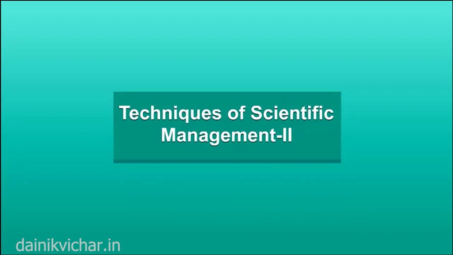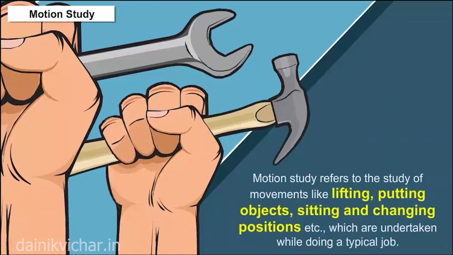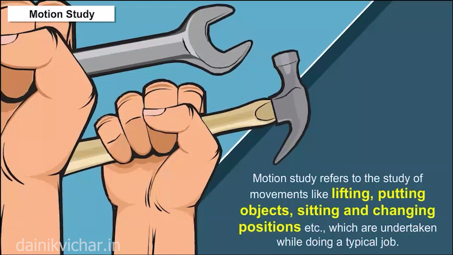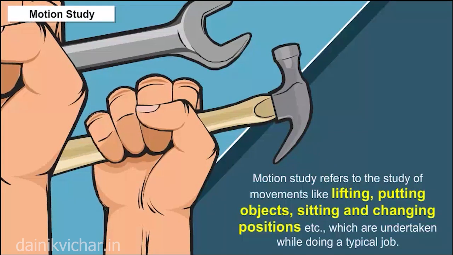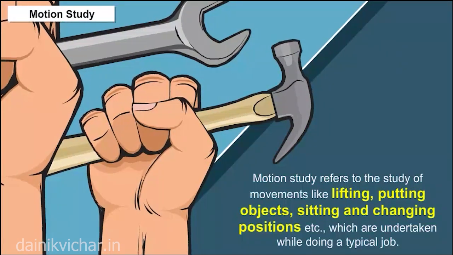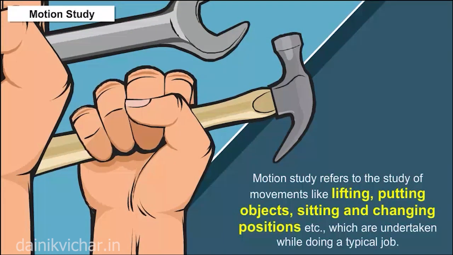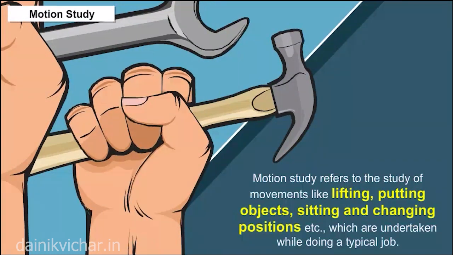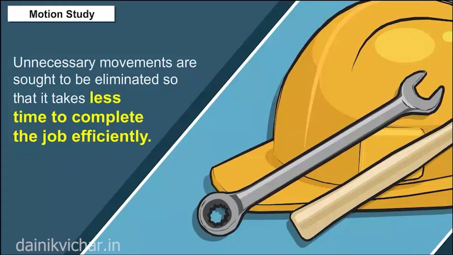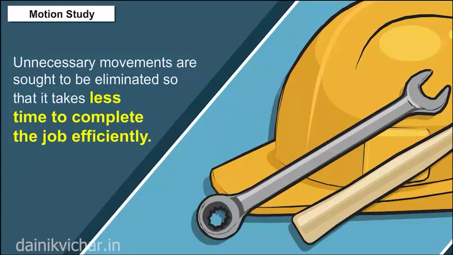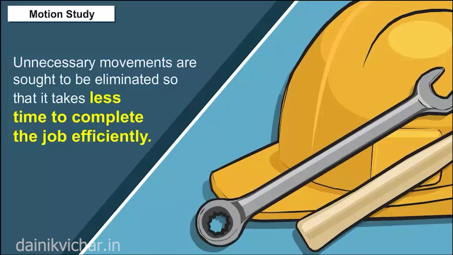Techniques of scientific management. Motion study. Motion study refers to the study of movements like lifting, putting objects, sitting, and changing positions, etc., which are undertaken while doing a typical job. Unnecessary movements are sought to be eliminated so that it takes less time to complete the job efficiently.